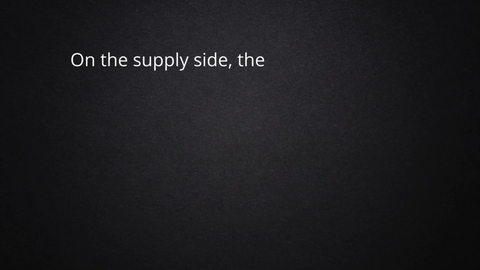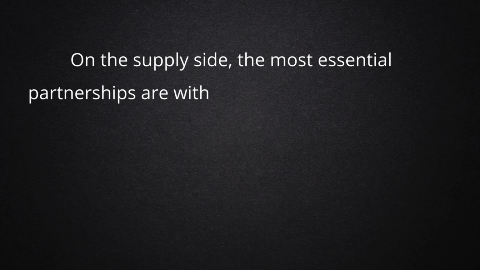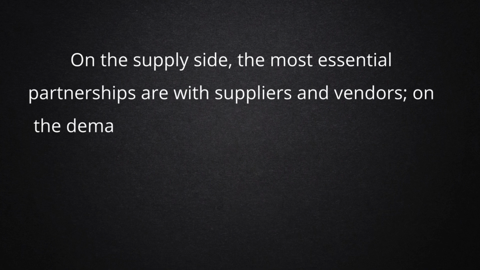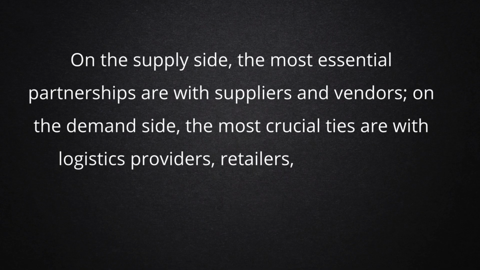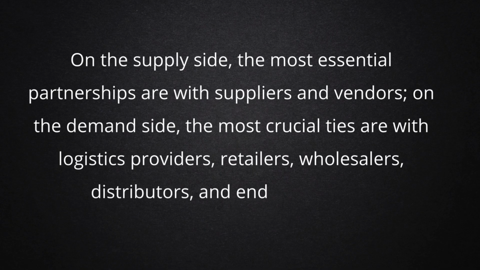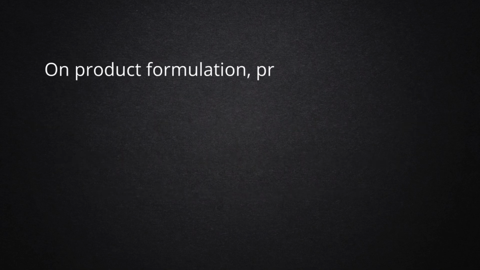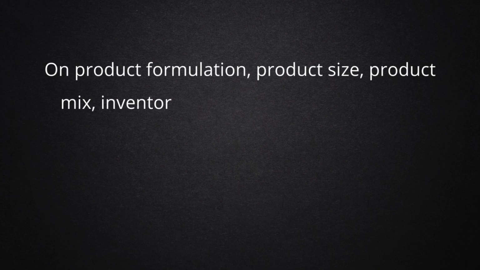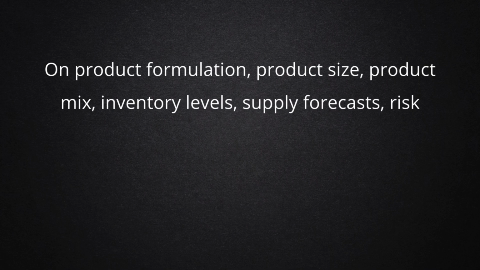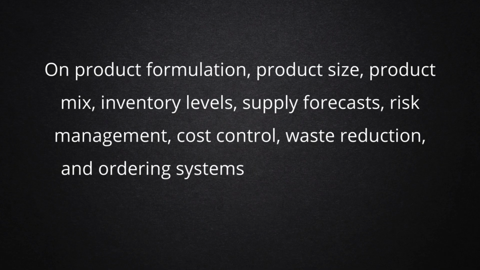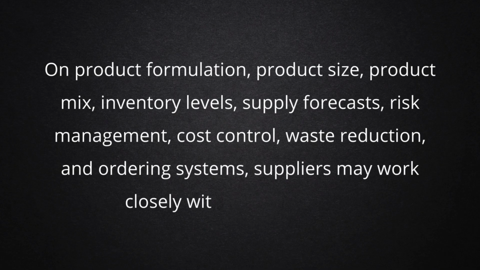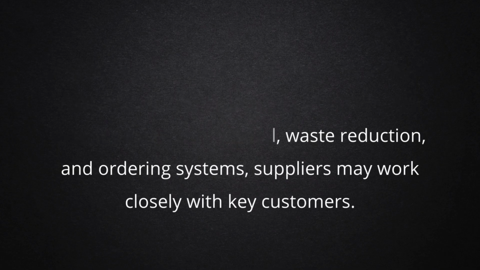On the supply side, the most essential partnerships are with suppliers and vendors. On the demand side, the most crucial ties are with logistics providers, retailers, wholesalers, distributors, and end customers. On product formulation, product size, product mix, inventory levels, supply forecasts, risk management, cost control, waste reduction, and ordering systems, suppliers may work closely with key customers.